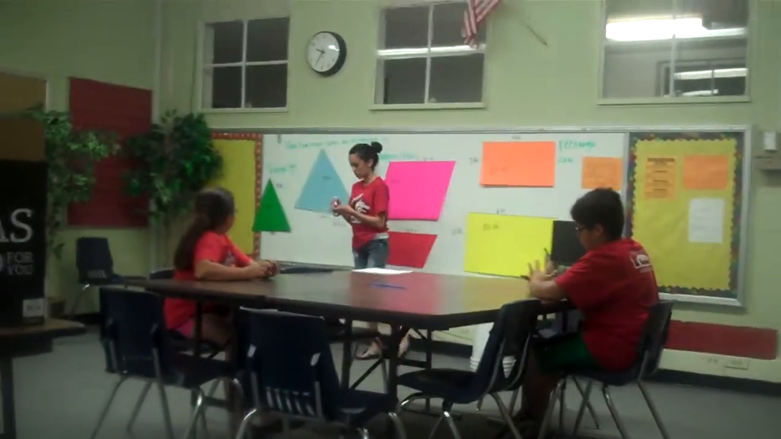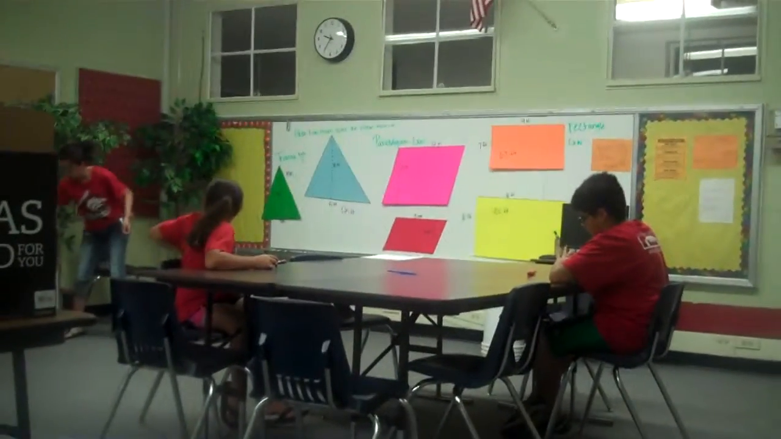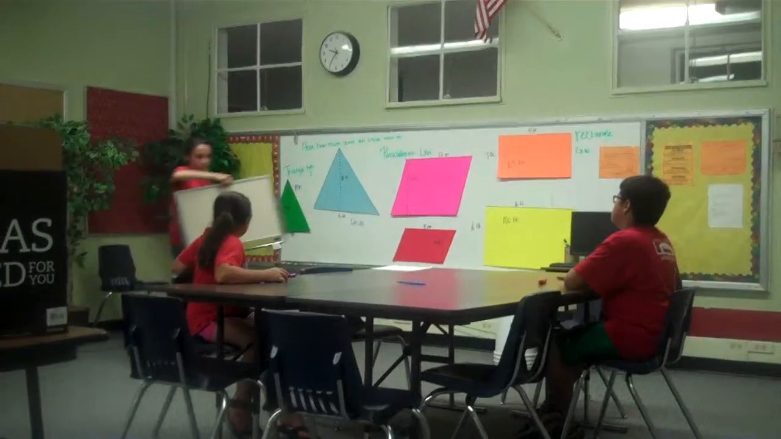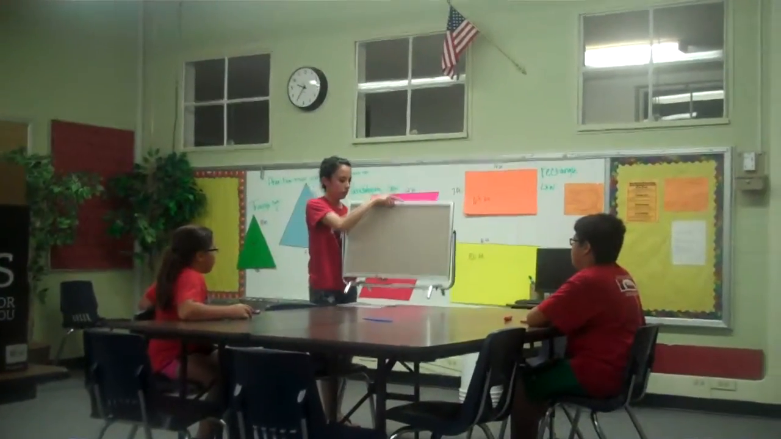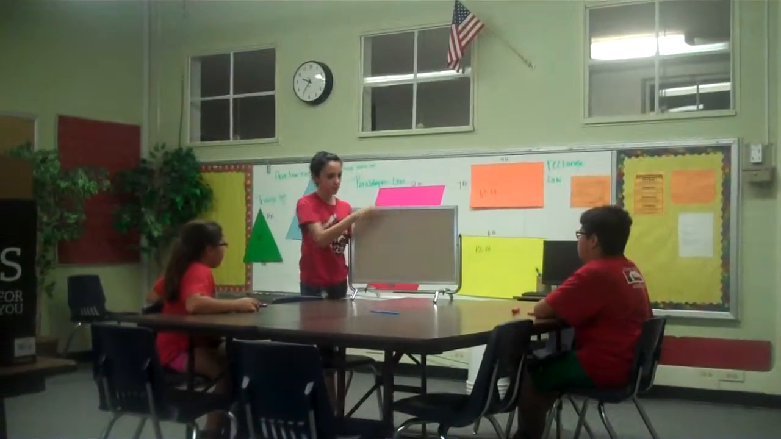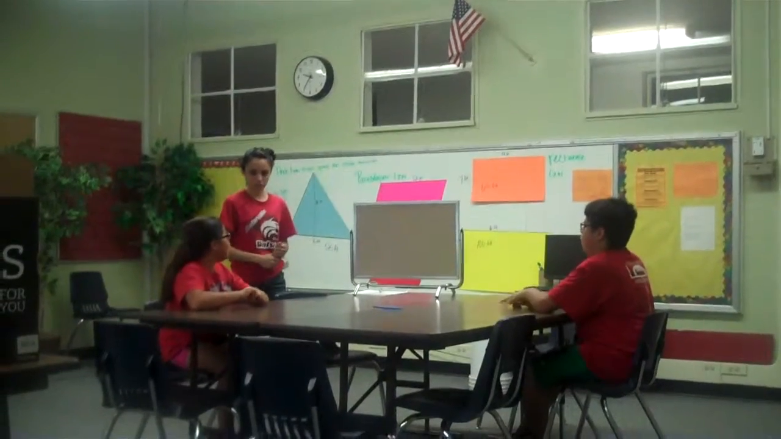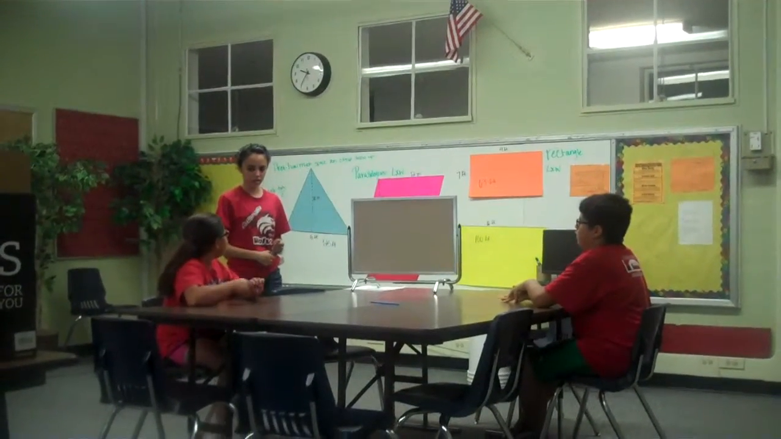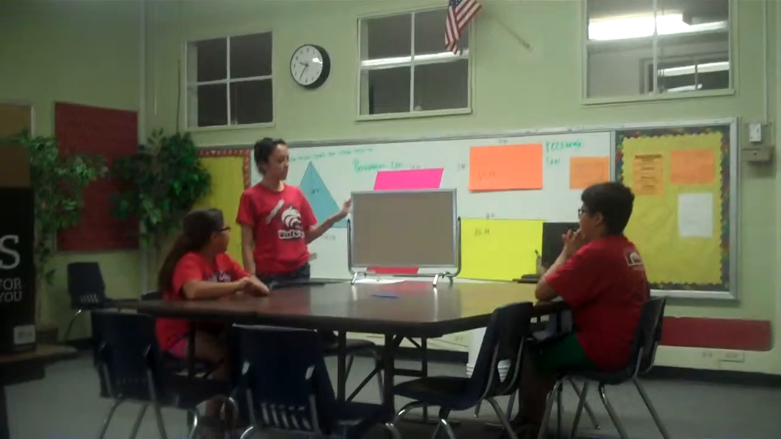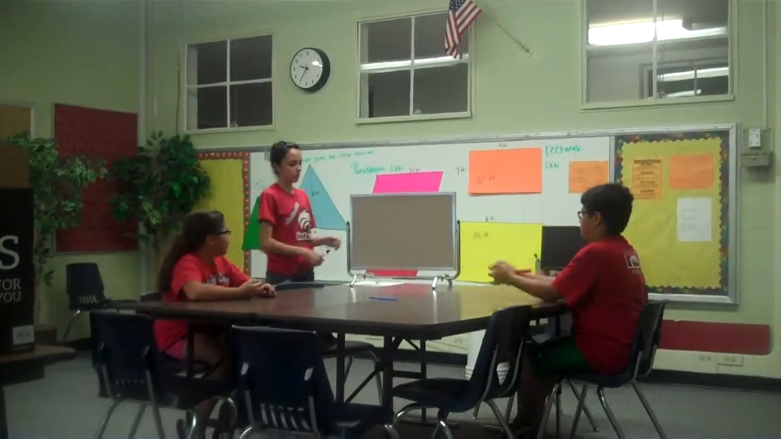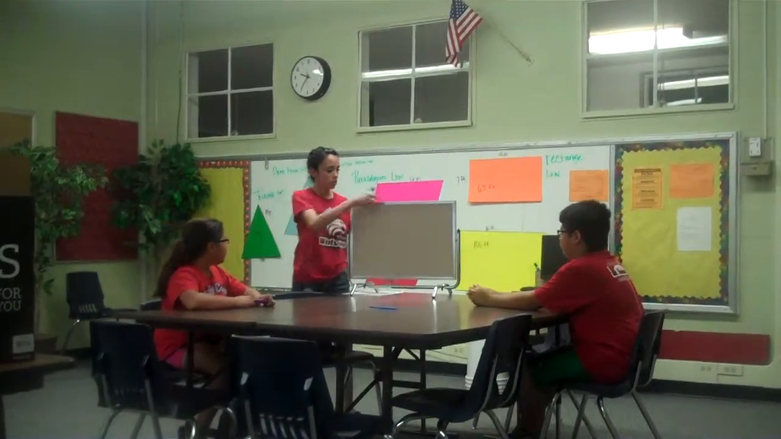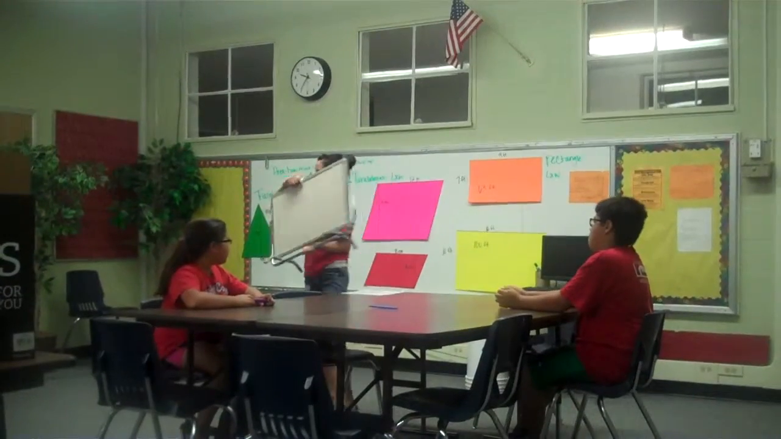If I showed you a picture of this square right here, would you be able to tell me the area of it? No. Why not? Because we don't know what the length and width is. Good. We have to know what the length and the width is to be able to tell what the area is. So since we don't know, we won't know what the area is. Good job.